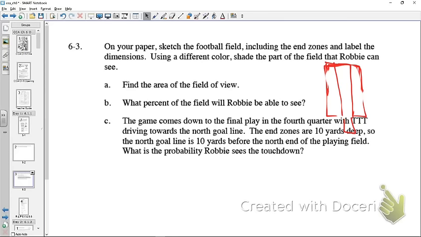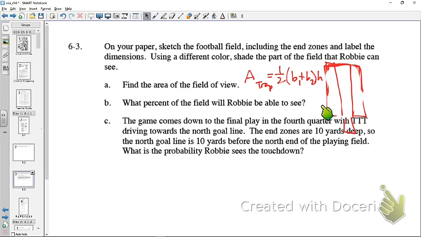Okay? So we want you to find the area of the field of view. All right? In other words, how much of the field can he see? So if you get a trapezoid, please remember the area of a trapezoid. Okay, area of a trapezoid is 1/2 base 1 plus base 2 times height. So in other words, you're going to add your bases times by height, take half. What percent of the field would Robbie be able to see? You're going to find the percent. You're going to divide, obviously.